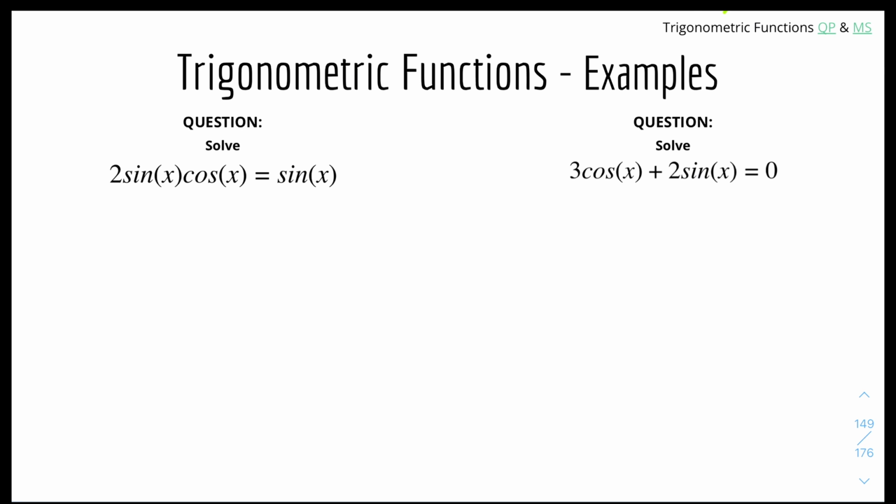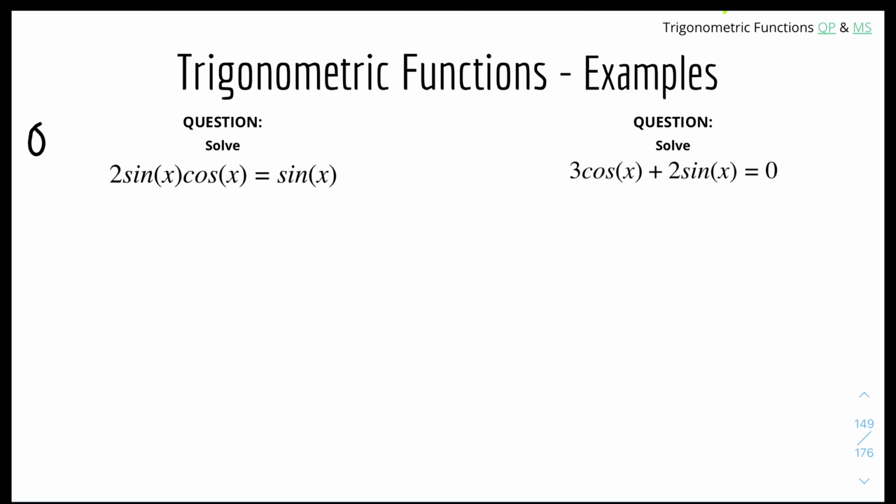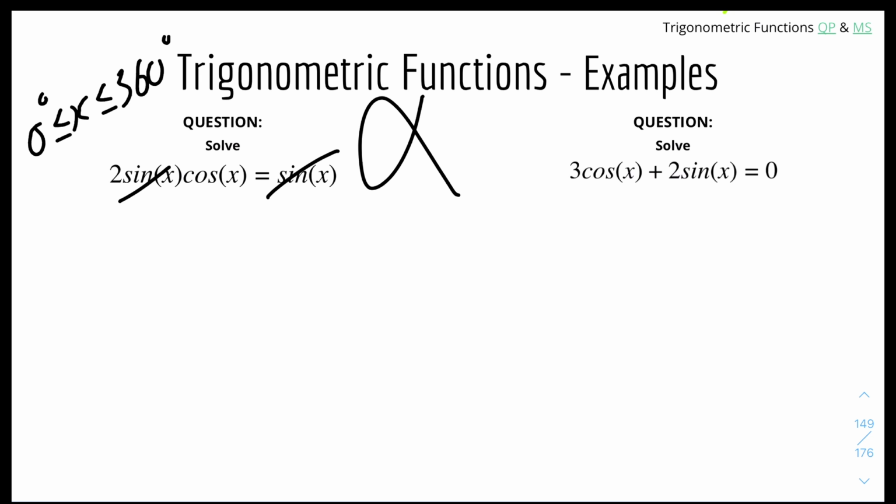Then we have solve this: 2 sine x cos x equals sine x, giving the answer in 0 ≤ x ≤ 360 degrees. So the most intuitive thing that you would do is that you would just cross sine x out, right? But that's incorrect. You can't do that or else you miss some angles.